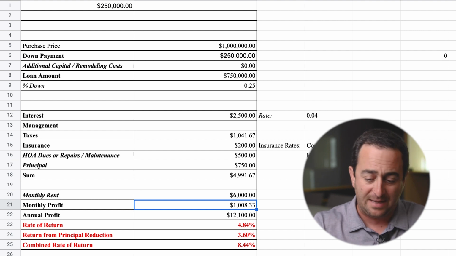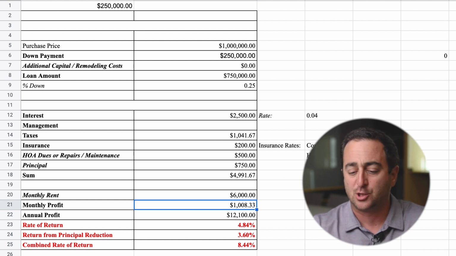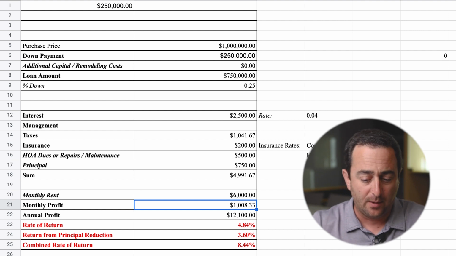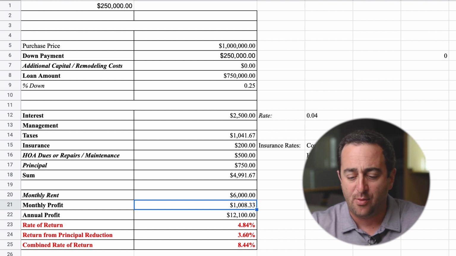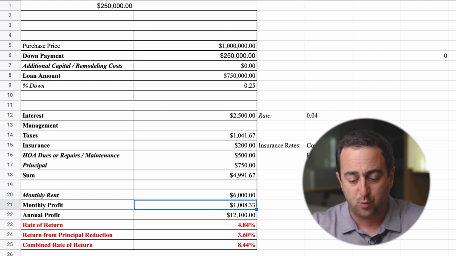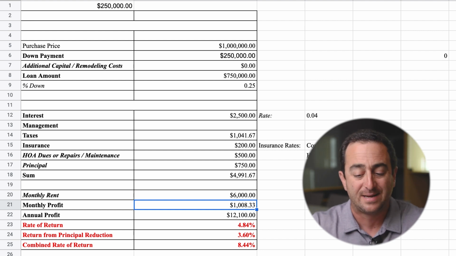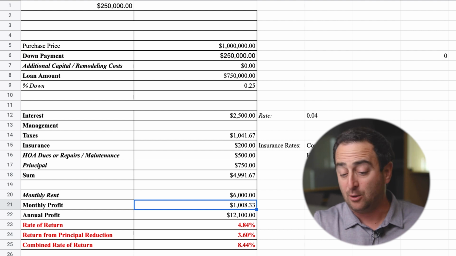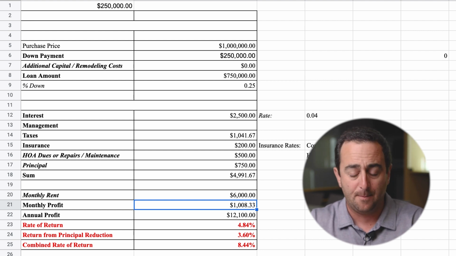Now, the rent being higher in scenario B, I don't actually have to adjust any of my other numbers except for my profit. In this scenario, not surprisingly, I'm now generating $1,000 a month in profit, which is an annual profit of $12,000. Now, this first rate of return, 4.84%, that rate of return actually is the cash flow. So I'm getting 4.84% of my cash back every year. So I put in $250,000 and I get nearly 5% of that back annually, right?